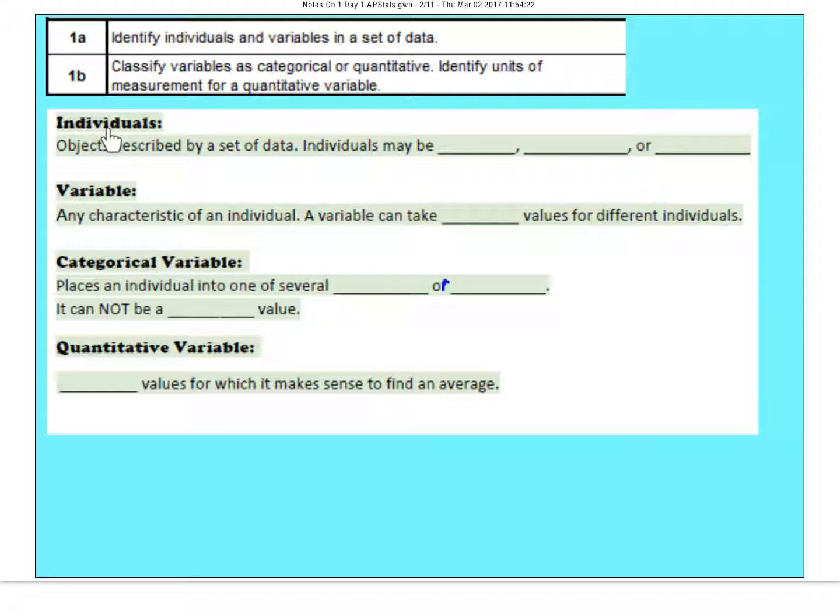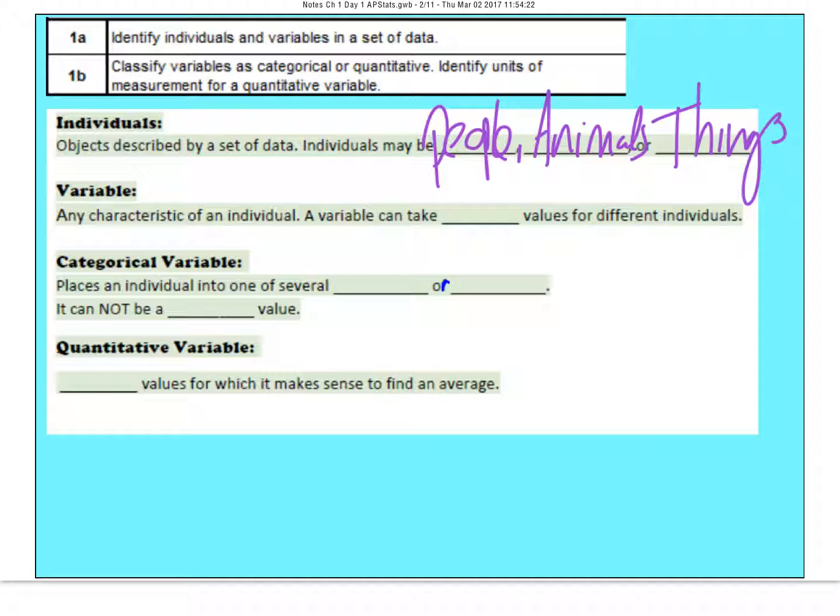Let's start by defining individuals. Objects described by a set of data. Individuals may be considered to be people, animals, or things. A variable, then, is any characteristic of an individual, and a variable can take different values for different individuals.